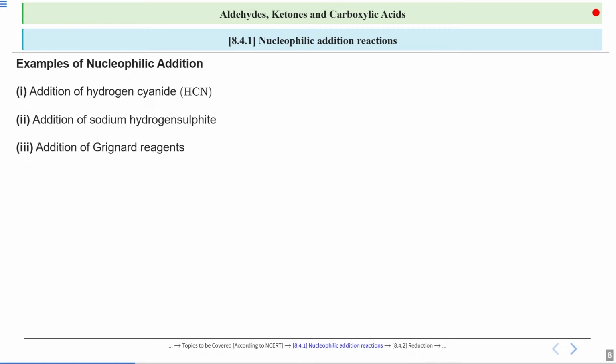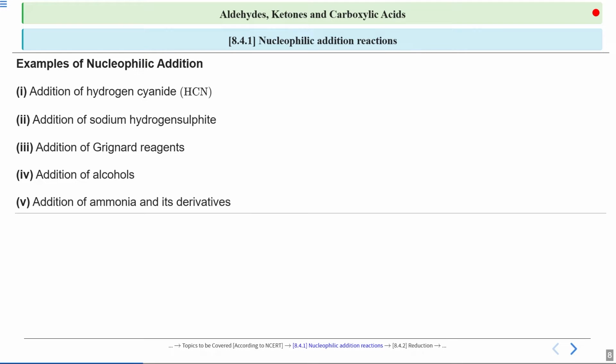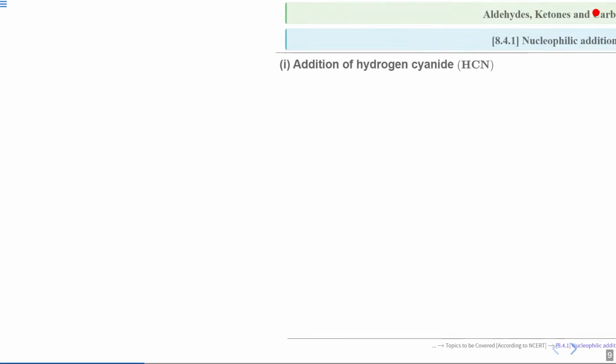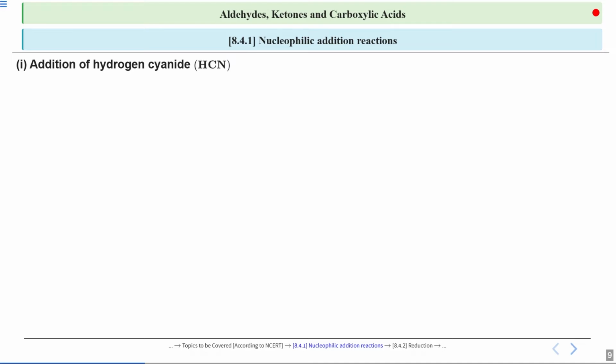Next is the addition of Grignard reagents. Next is the addition of alcohols. So the addition of alcohols to aldehydes and ketones forms hemiacetals and acetals. Now what are hemiacetals and acetals? We are going to discuss that in upcoming slides. Next is the addition of ammonia and its derivatives. This reaction is crucial for forming imines or imine related compounds. Now we will discuss all these reactions one by one.